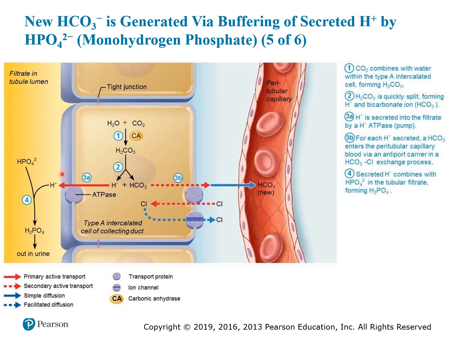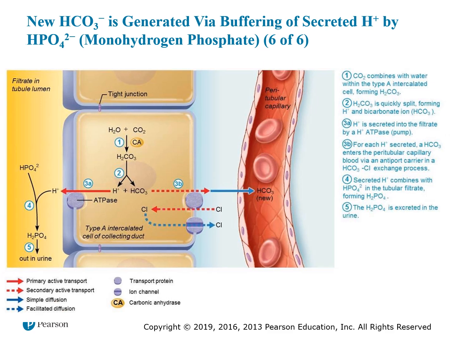Now this secreted hydrogen ion, when it goes in the lumen of the tubule, combines with HPO4 2-. So this H, this is the basic component, and it combines with this and it forms H2PO4-. Now this H2PO4-, as you can see, is excreted in the urine. It is not reabsorbed in the blood. So this is now the kidney getting rid of this H. This goes out in the urine.